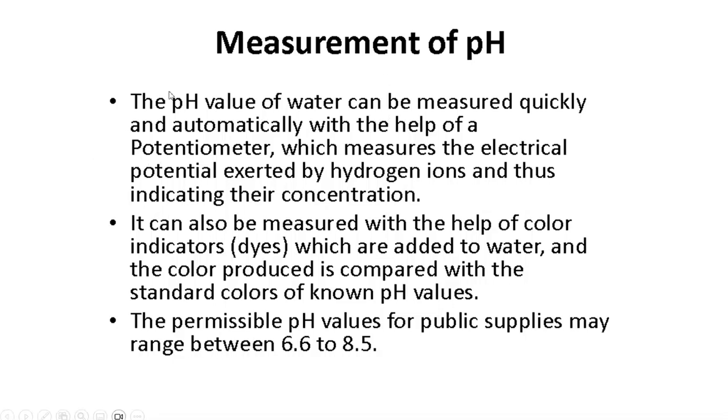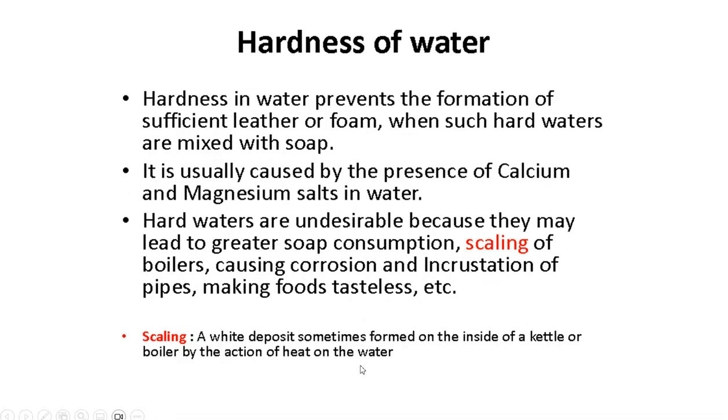How can we measure the pH? The pH value of water can be measured quickly and automatically with the help of a potentiometer, which measures the electrical potential exerted by hydrogen ions and thus indicates their concentration. It can also be measured with the help of color indicator dyes, which are added to water, and the color produced is compared with the standard color of known pH values. The permissible pH value for public supplies may range between 6.6 and 8.5.